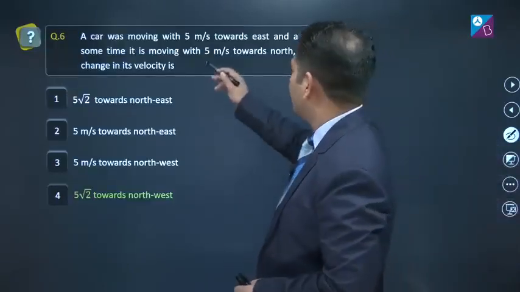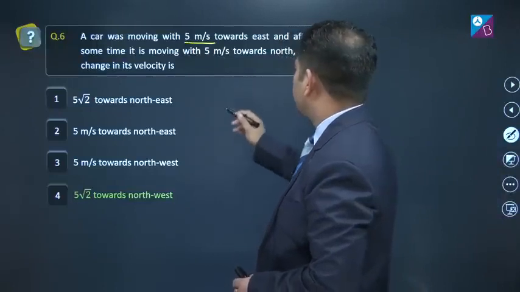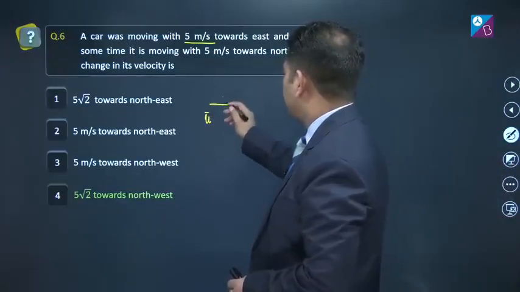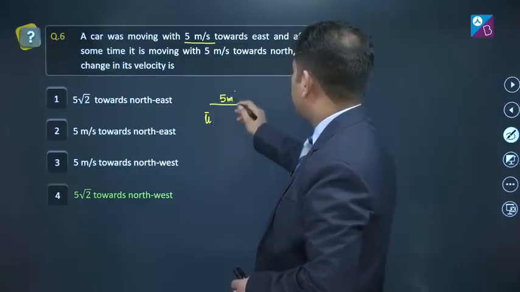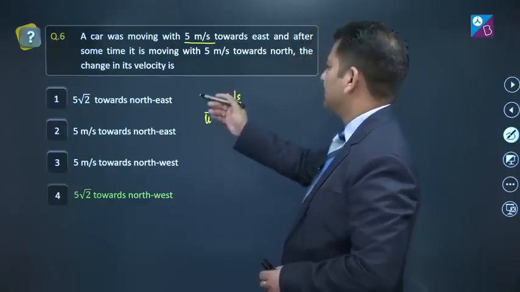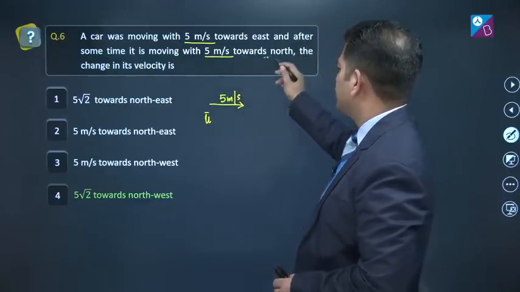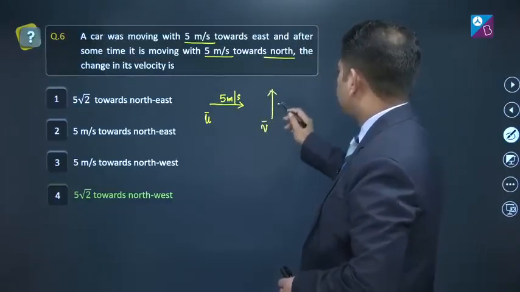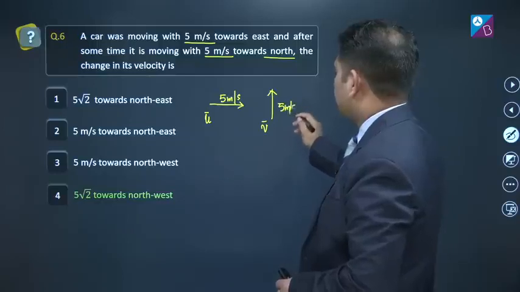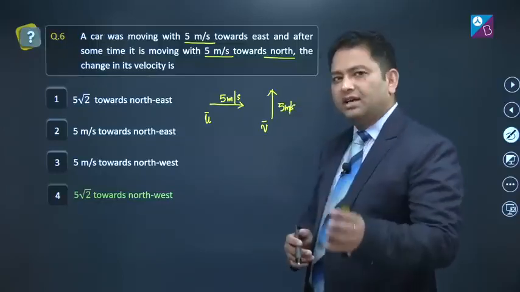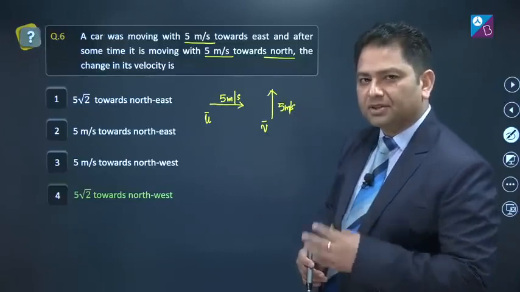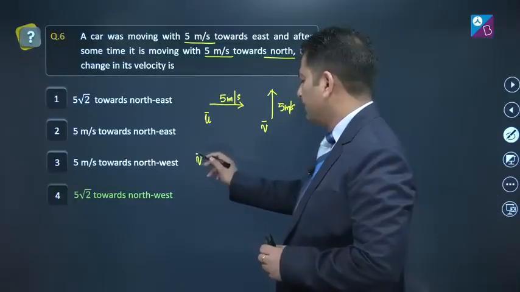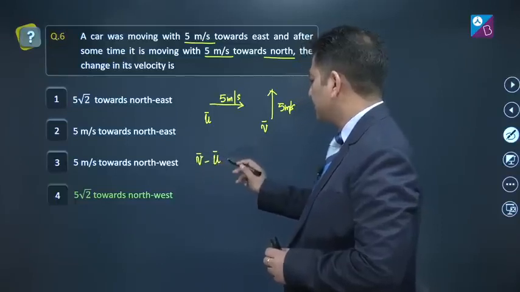A car was moving 5 meters per second towards east. So, was, that means that's the initial velocity, that will be 5 meters per second, and after some time it is moving with 5 meters per second towards north. So, this will be the final velocity 5 meters per second. We have to calculate the change in its velocity. So, what does change in velocity mean? That is final velocity minus initial velocity.